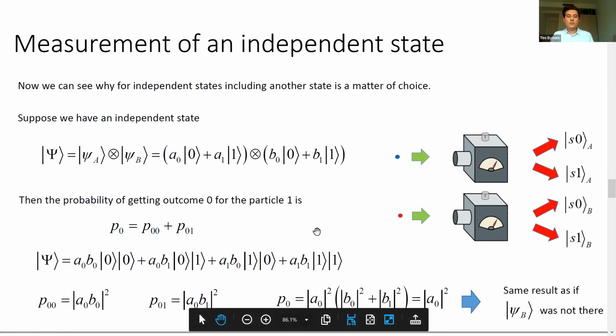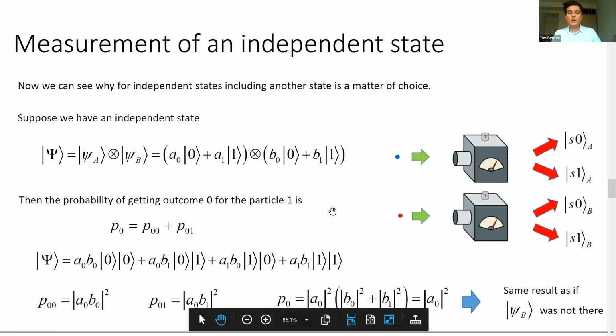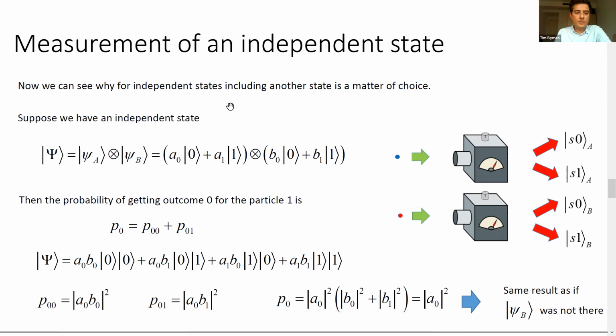Okay, and so we went back to the independent state example and looked at how a measurement of that type of state actually would work. And basically what we expect here is that if these particles are supposed to not have anything to do with each other, then the probabilities that you should get for say Alice measuring 0 should be exactly the same as if you sort of ignored this second particle, because if they're independent, then it should have nothing to do with each other, right?